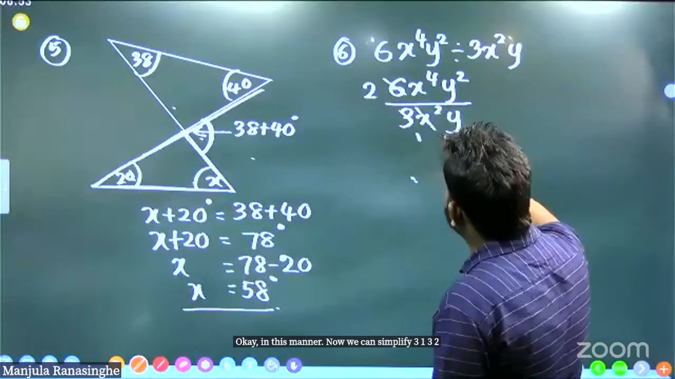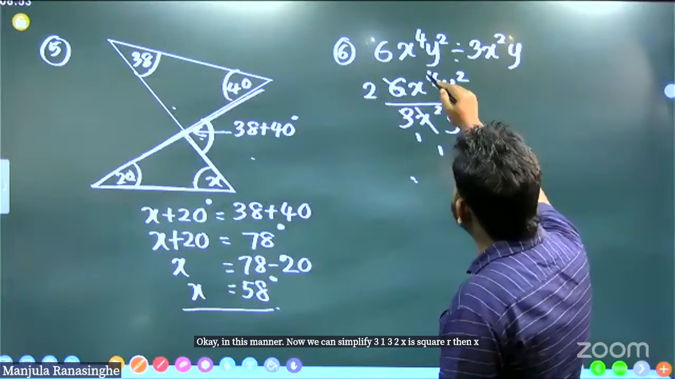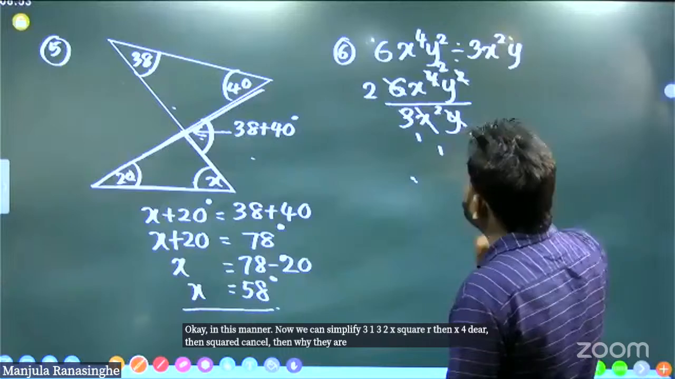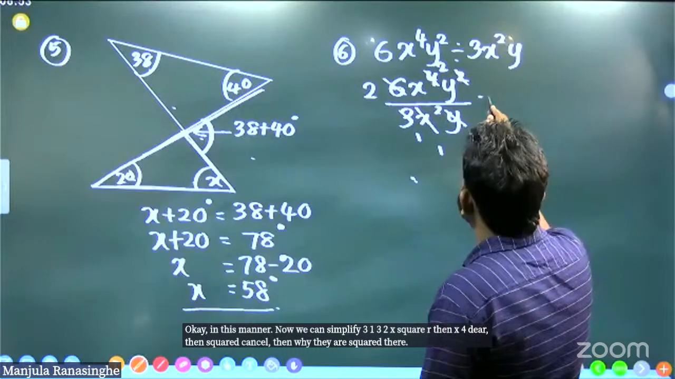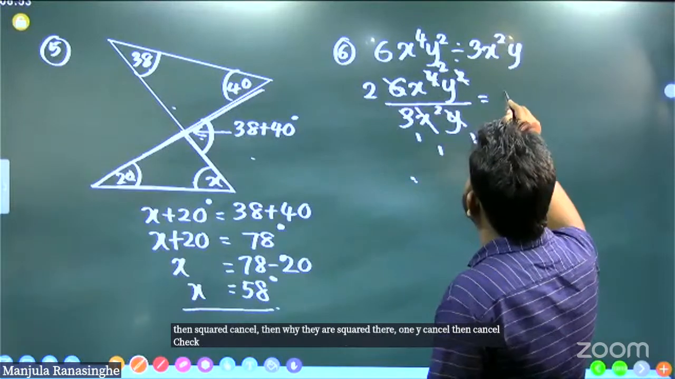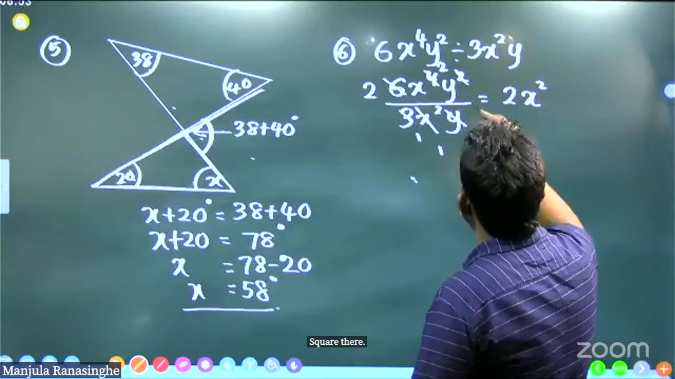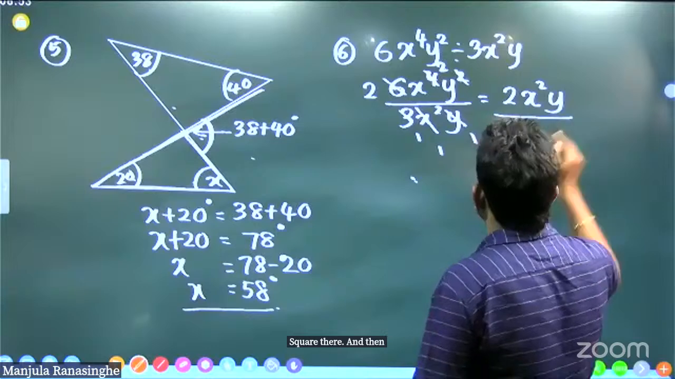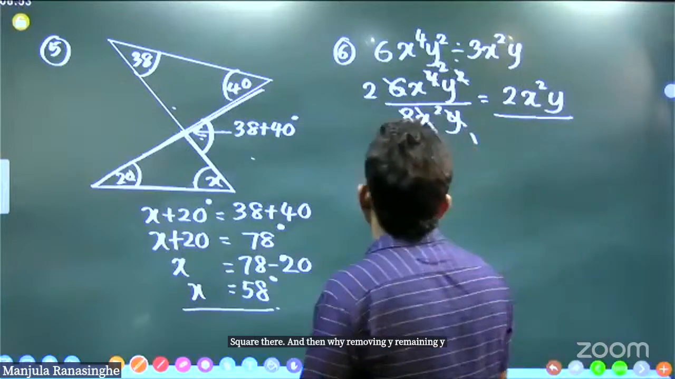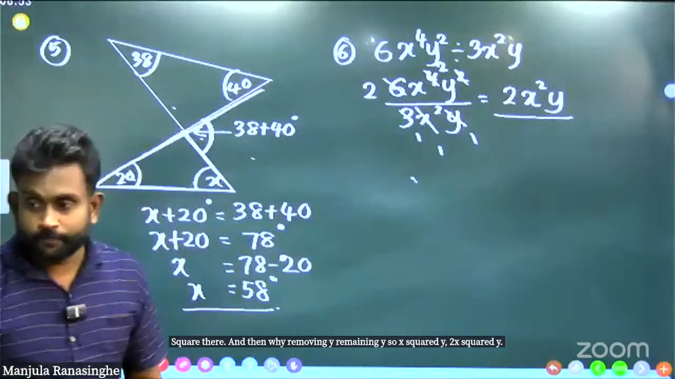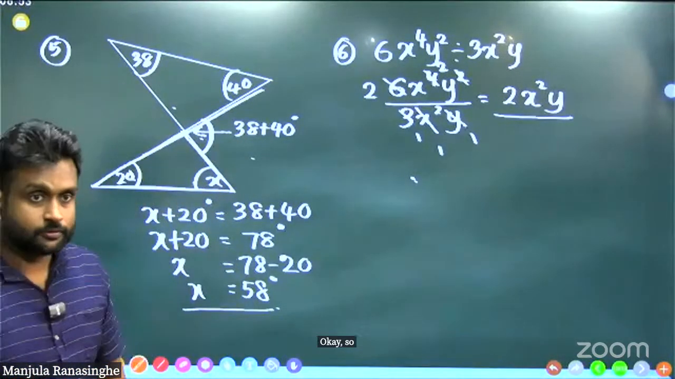x squared: x to the power 4 divided by x squared leaves x squared. Then y squared divided by y, one y cancelled, leaving y. So check: 2 times x squared, and y remaining. So 2x²y, 2x²y. Okay, so that is the answer.